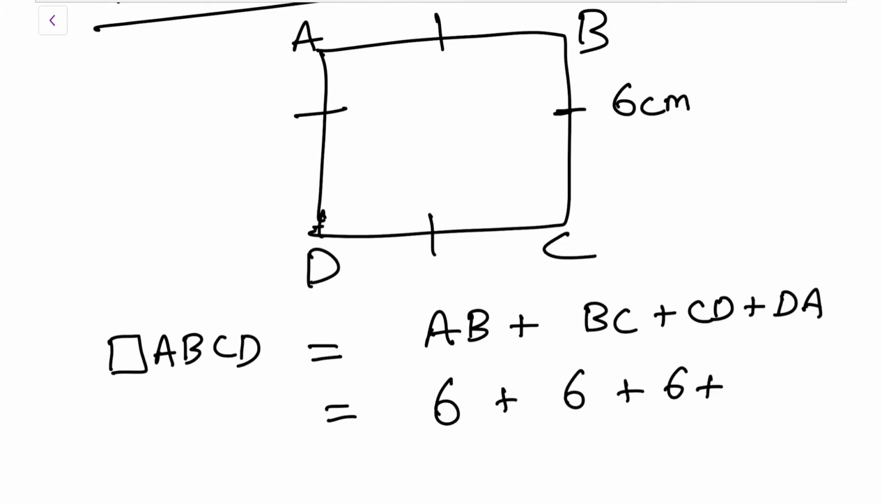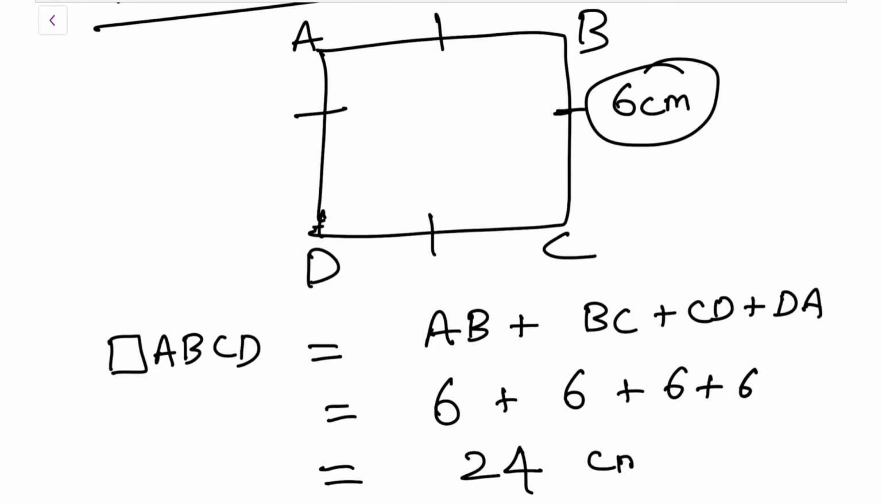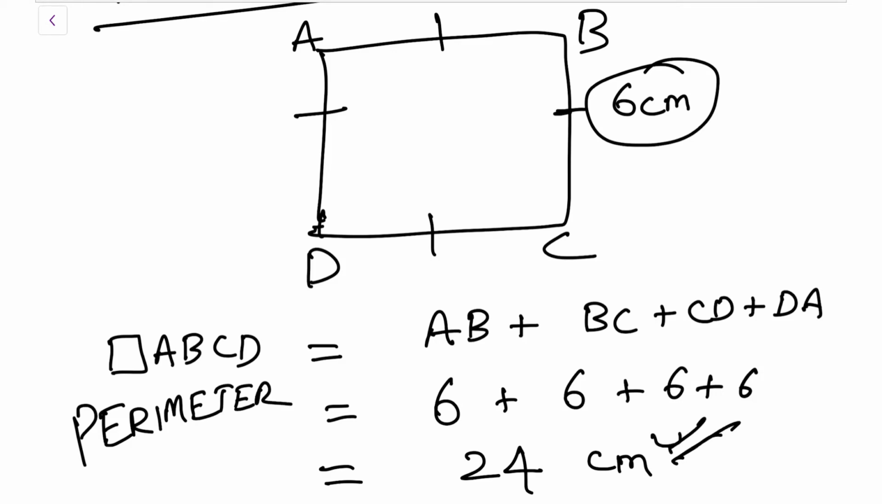6 plus 6 plus 6 plus 6. They've given you one side as 6 because all sides are equal in a square, everything is 6. And if you add that up, it will come to 24. So the perimeter of square ABCD is 24 centimeters. This is how you can calculate the perimeter of a square.